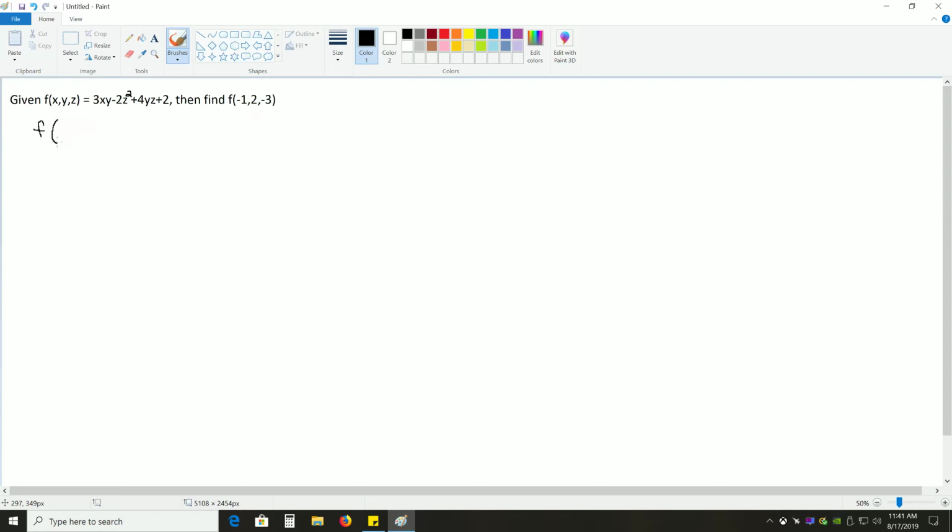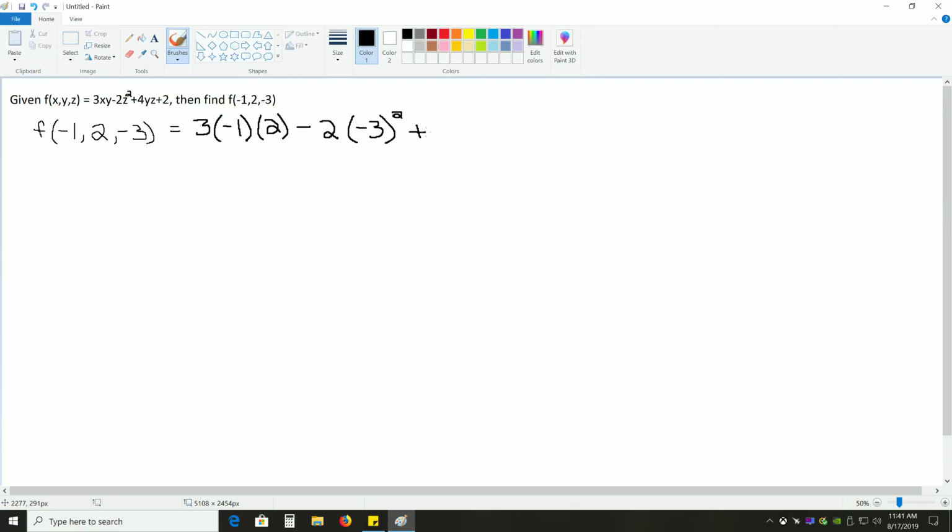So, f of negative 1, 2, negative 3 is equal to 3 times x is negative 1 times y is 2. That's our 3xy term. Minus 2 times z is negative 3. And that negative 3 is being squared because the z was being squared.